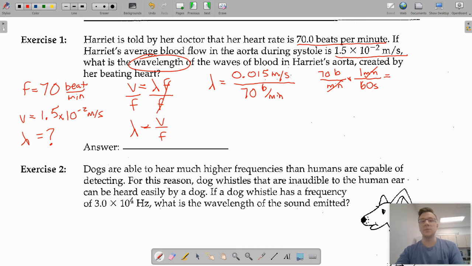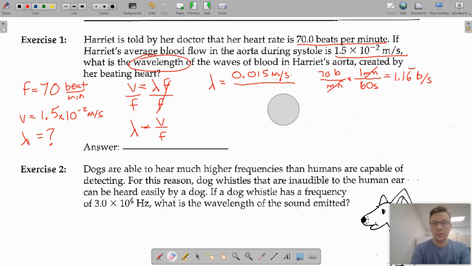So 70 divided by 60 will give us beats per second. So this comes out to be 1.16 repeating. This would be beats per second. Okay, so we'll go ahead and we will erase this. We'll go ahead and put in 1.16 beats per second. Okay. So now we'll go ahead and do our division here. So 0.015 divided by that number. I left it in my calculator, didn't round. And then I end up getting a wavelength here of 0.013 meters when you round.